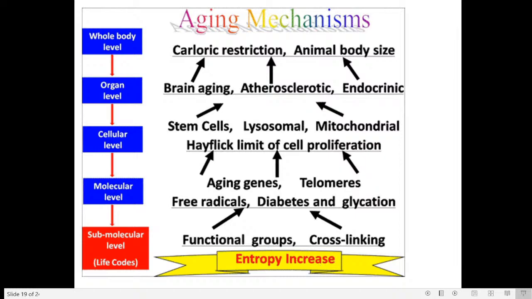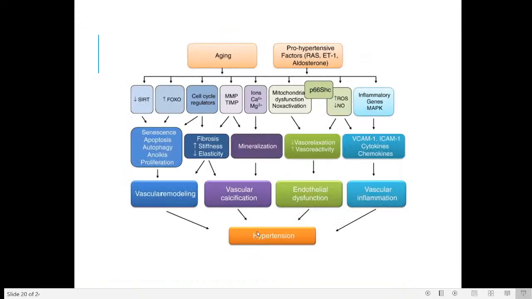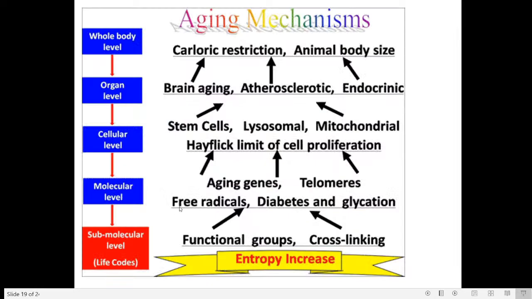In the same way, entropy increases, the energy release is increased, and functional groups or cross-links become higher. So there are free radicals, dissipated energy and glycogens. These free radicals, dissipation and glycogen activate the aging gene and telomeres. Due to the activation of the aging gene and telomeres, the Hayflick limit of cell proliferation starts. So it stops; that is the Hayflick limit of cell proliferation.